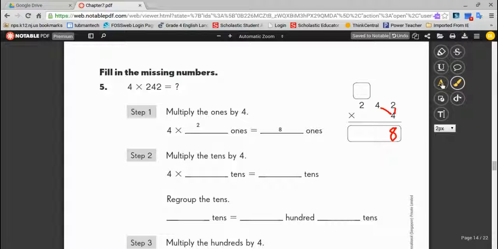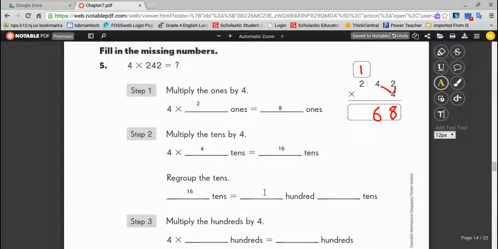Next step is our tens. 4 times 4. So let's write that in, and we know 4 times 4 equals 16. Alright, but we can't write 16 the way it is. We have to make sure we write 6 and we regroup 1 in our hundreds. So over here we have 16 tens, and we wrote the 1 in the hundreds and our 6 in the tens, and we regroup that.